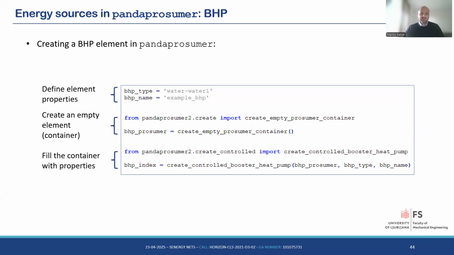Again, the way to create an element, to create the booster heat pump in pandaprosumer, is exactly the same as in the previous case, where we define the properties. In this case, we have the BHP, so the booster heat pump type. We create an empty element, and then we fill it with the properties.